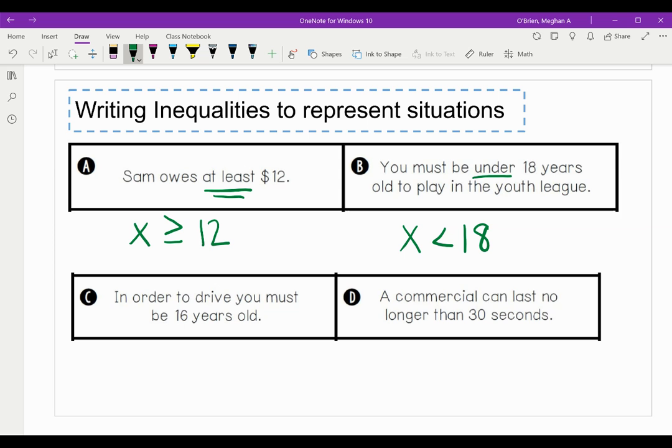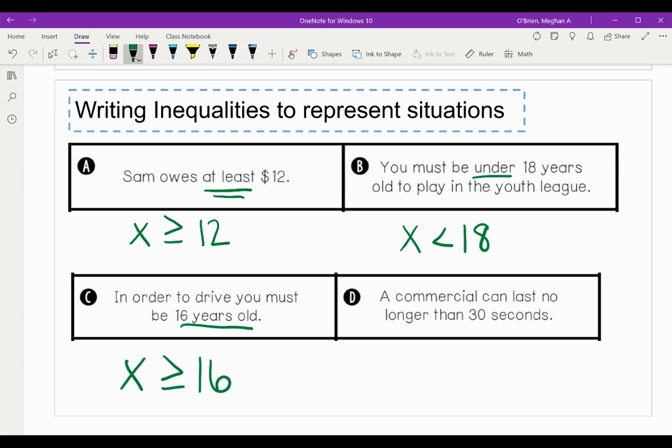Letter C, in order to drive, you must be 16 years old. That's a minimum, right? You have to be 16 years old, and you can also be older than that. So again, we're talking about age. We'll just choose X. In order to drive, you must be 16 years old. So you have to be greater than 16, or you could also be exactly 16.